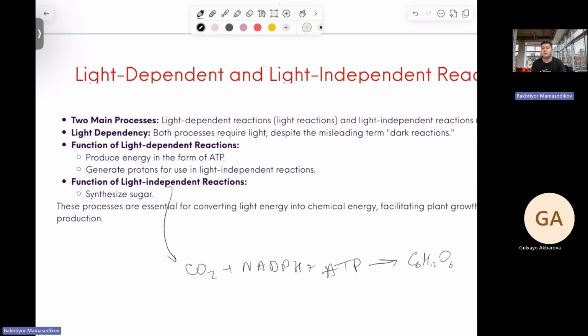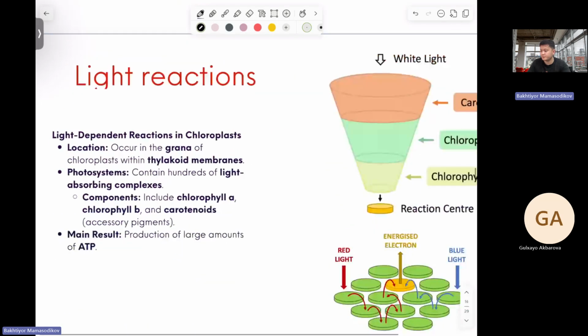Requires light, only light-dependent reactions. Okay. Main purpose of the light-dependent reaction is to capture energy from the sunlight to make your power bank full of energy, to charge your power bank. And light-independent reactions, they use that power bank to build the sugars using that energy. So sugar is synthesized during the light-independent reactions.